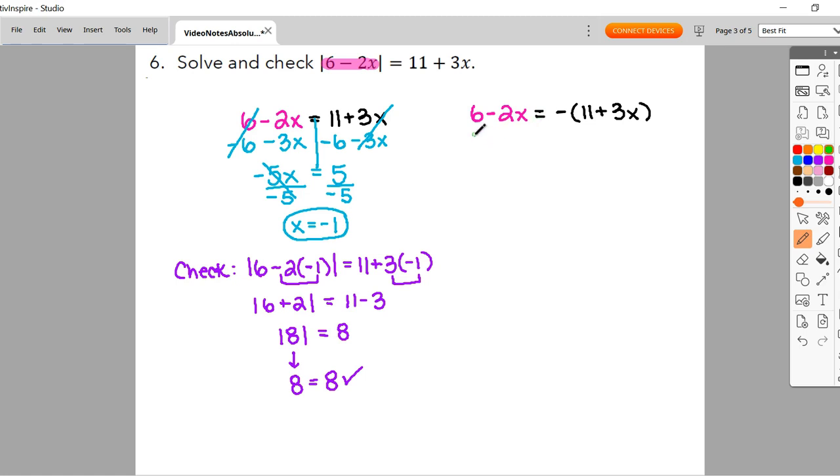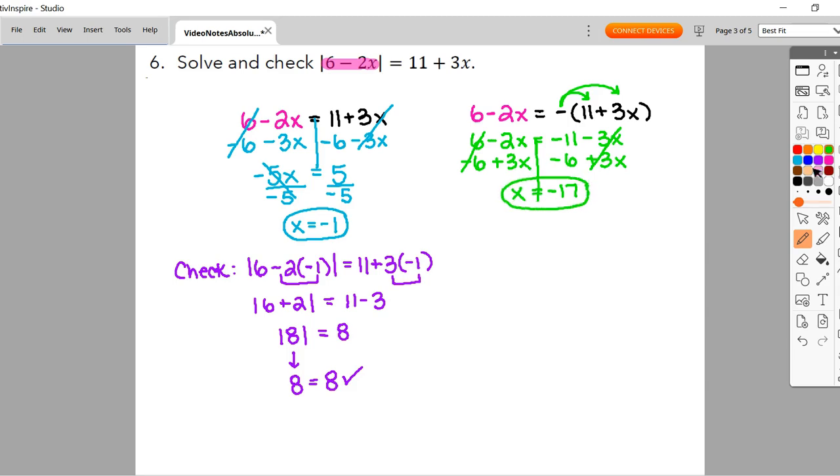So we keep the 6 minus 2x on the left side, but because we have a negative that we're going to be distributing to everything on the right side, we now have it as -11 minus 3x. We go ahead and solve this by subtracting 6 on each side and adding a 3x on each side. 6 minus 6 is 0, canceling out, and -2 plus 3 is a 1x. -11 minus 6 is -17, and the -3x plus 3x cancel out. We go ahead and check this solution by plugging it back into the original equation.